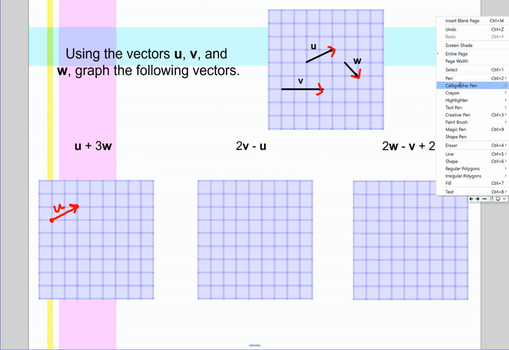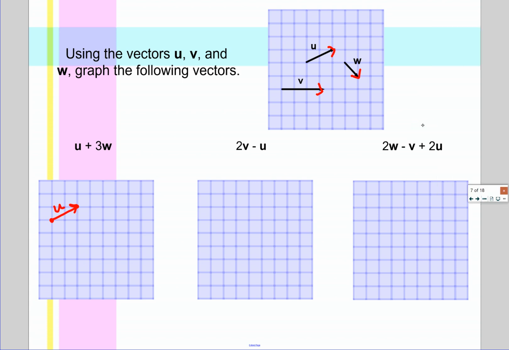Okay, then we're going to add on 3w. It's going to start where vector u ended. Now 1w, if I were going to sketch it, I'd have to go down 1, right 1. If I want 3w, we just do that essentially 3 times. We're doing the movements 3 times and making it 3 times as big. So I'm going to go down 1, right 1, down 1, right 1, down 1, right 1. And I'm going to get 3w.